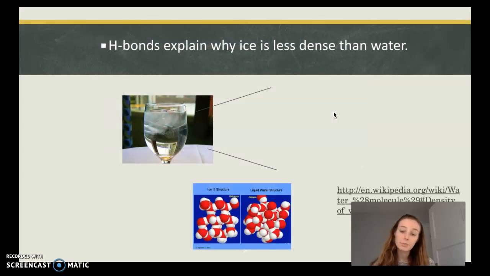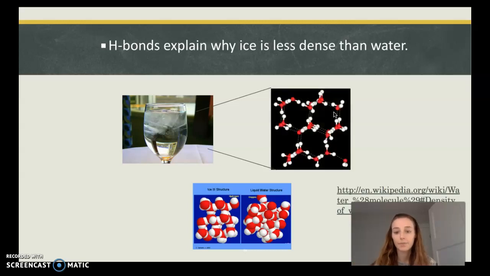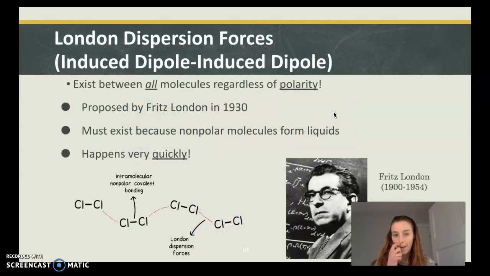So we talked a little bit during the water activity where you had the Google Slides about why hydrogen bonding helps explain why ice is less dense than water. And we won't get into this too much, but it all has to do with the different structures that are holding it together.